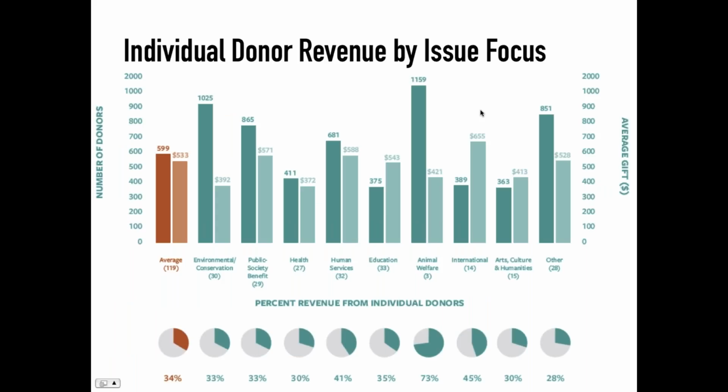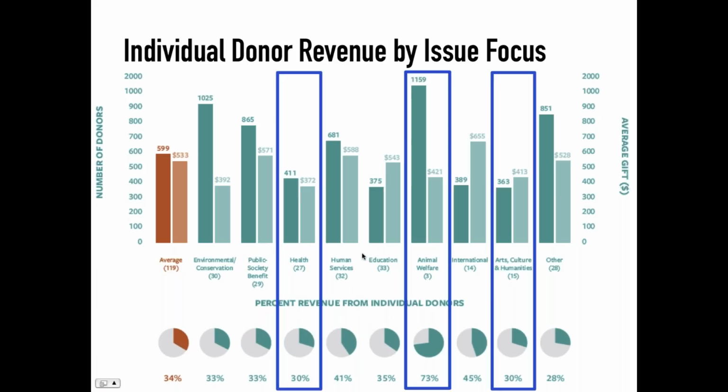This is actually two graphs in the report smushed together. On the left-hand side, we have number of donors. On the right-hand side, we have average gift. Across the bottom, we have percent revenue from individual donors. And then these categories are the issue focus reported by organizations. So we really wanted to know, how does this change based on organization focus?